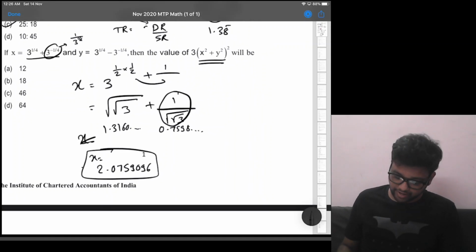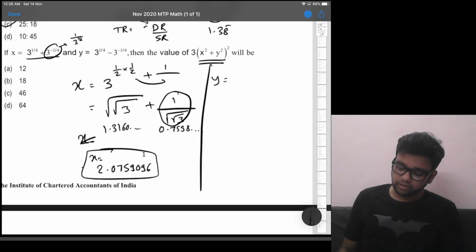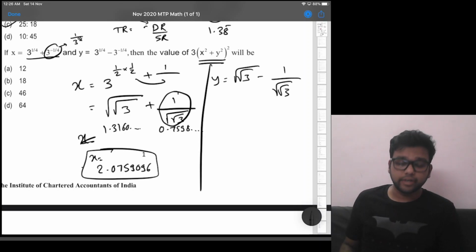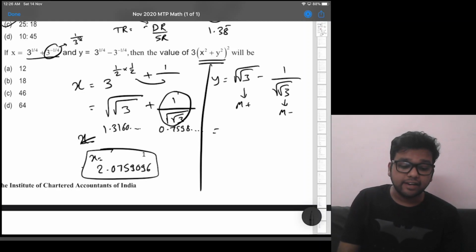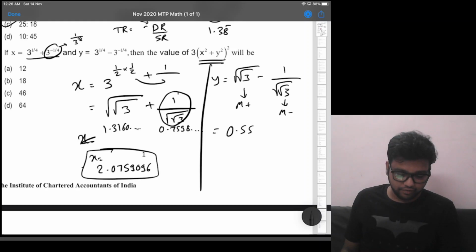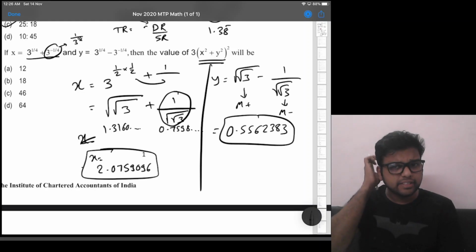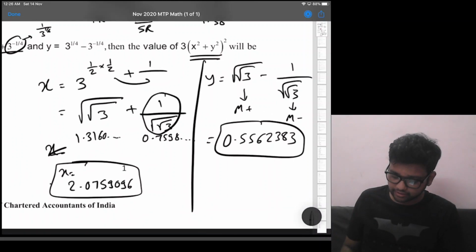Similarly, let's try to find y. y is what? Root 3 minus 1 upon root 3. So we'll add this to memory with M minus. Let's do it. 3, 2 times square root, M plus, and reciprocal and M minus. If you press MRC, y should be 0.5562383.